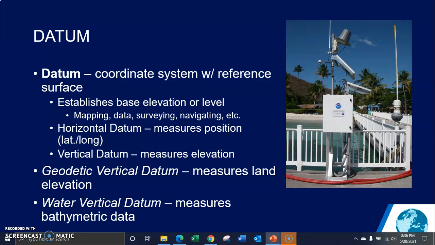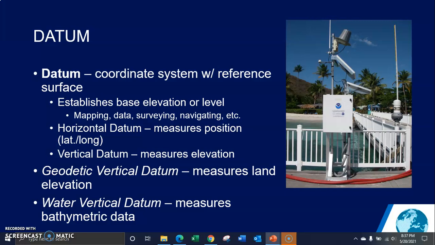Now, exactly what is a datum? Basically, a datum is a coordinate system with an arbitrary reference surface. A datum establishes the base elevation or a base level from which different activities can occur, including mapping, data collecting, surveying, navigation, etc. Those are all foundational based upon datums.